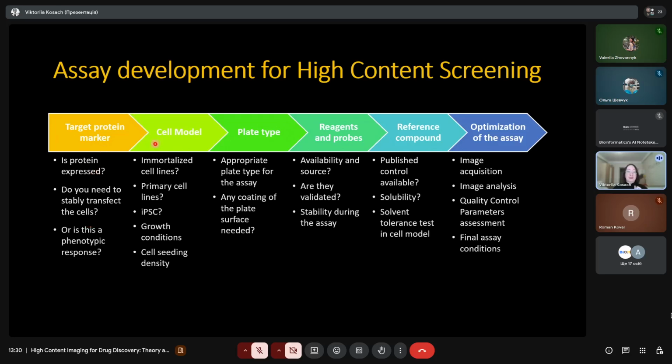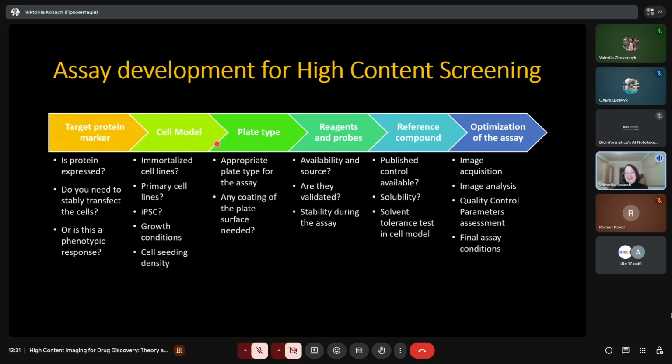After that, I think maybe the most important consideration is your cell model. Will you use general immortalized cell lines, or some primary cells, or maybe stem cells? And for each cell model, you should investigate the precise growth conditions, as well as validate the cell seeding density, the number of cells that you will plate in each well of your multi-well plate.